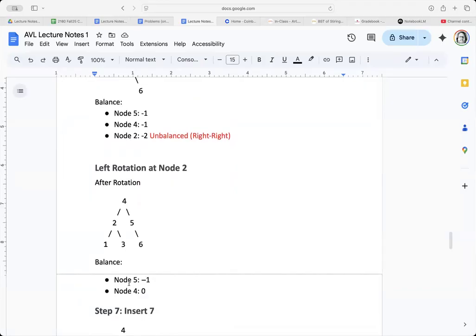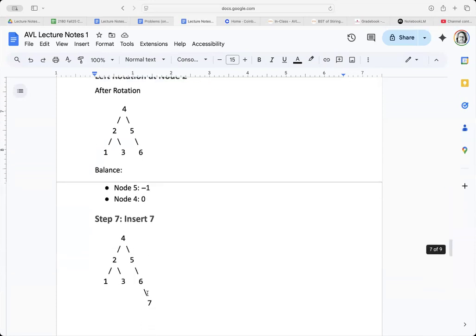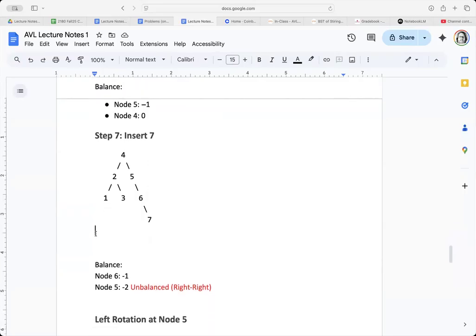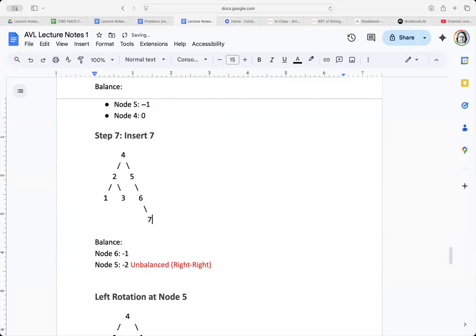So we take a look at the balance here. At 5, we're at -1. At 4, we're at 0. So we're good. Our last insertion is a 7. Which gives us these balance factors. At 6, we're at -1. And I guess the first time we didn't check that because really, when you insert a new one, you're not ever going to be out of balance.